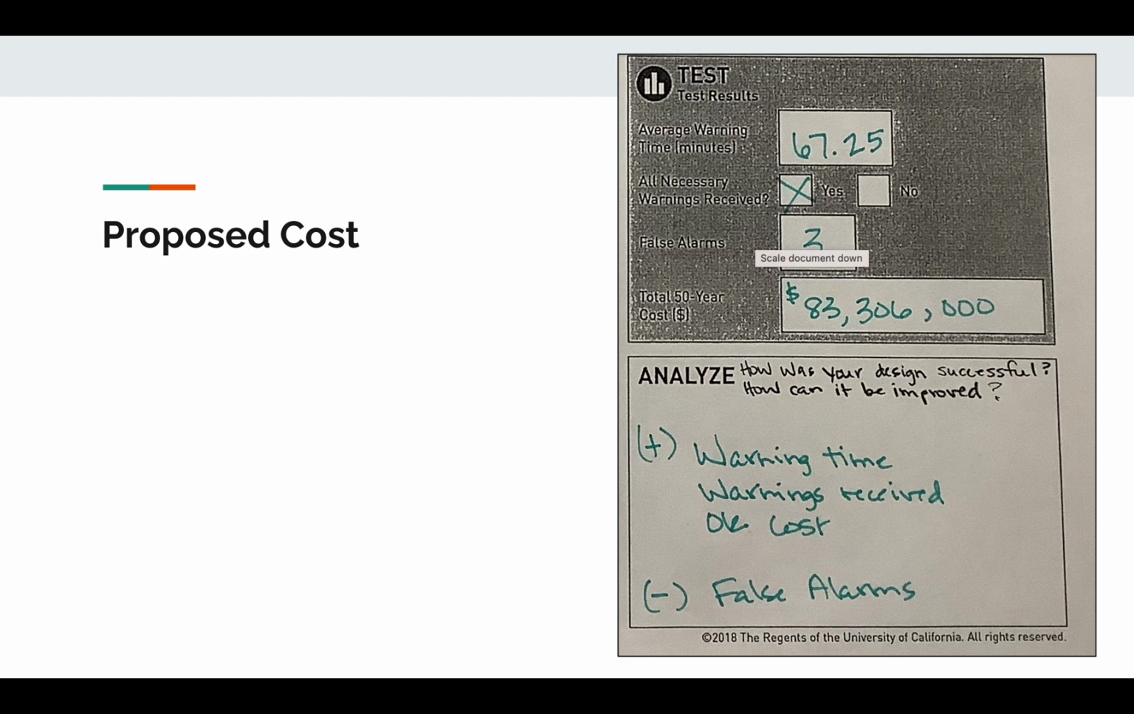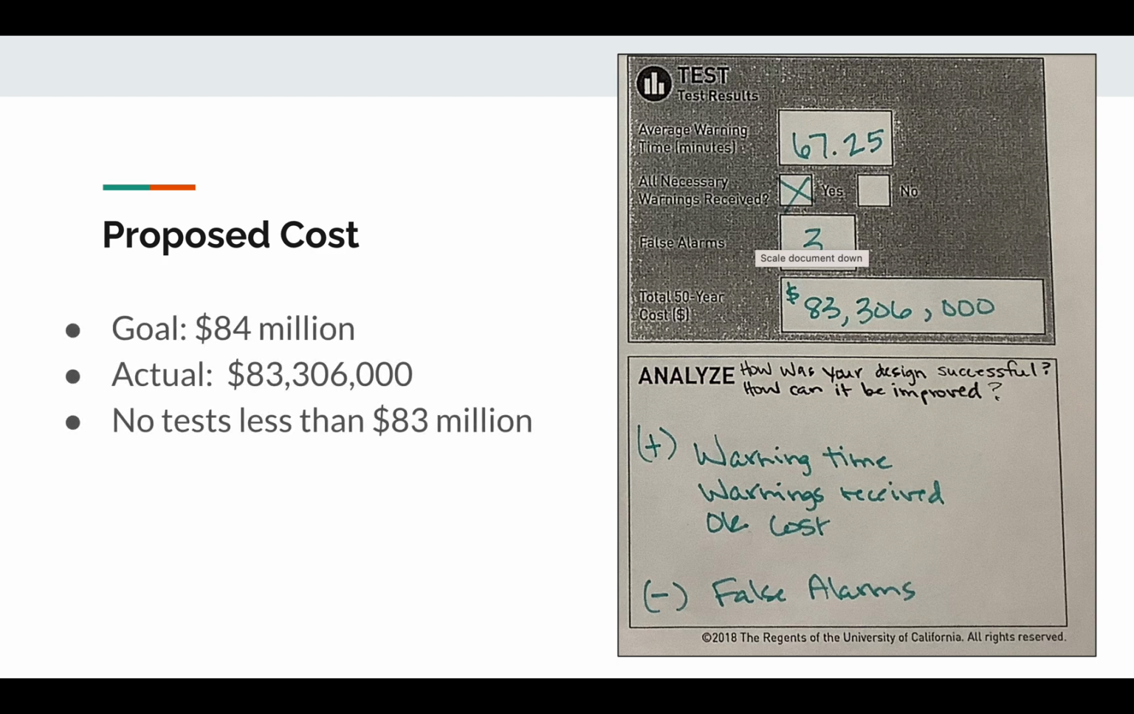Lastly, I made a goal of trying to keep the total 50-year cost to about $84 million. This optimal design came in under my goal at just over $83 million. I didn't have any other designs that were cheaper, which is another reason why this was my best design.